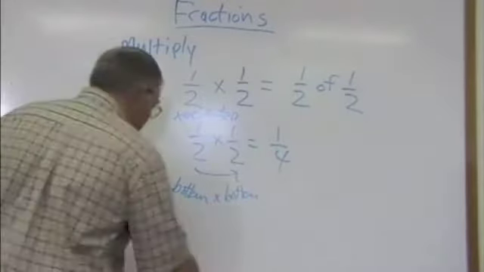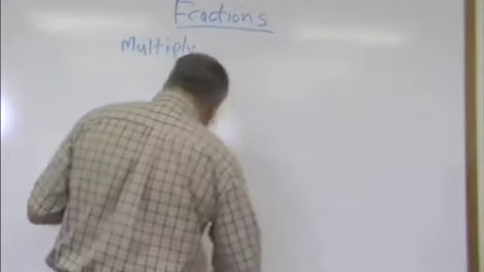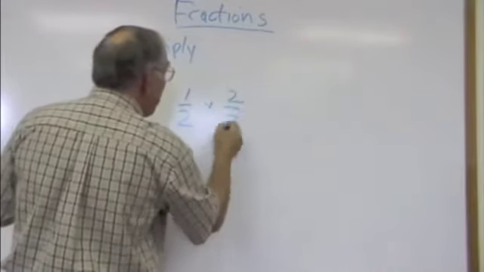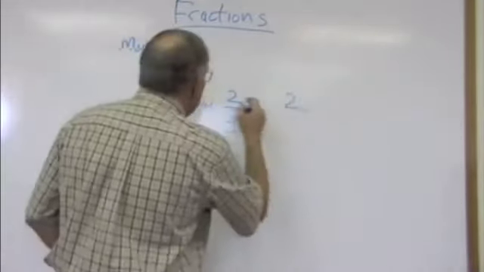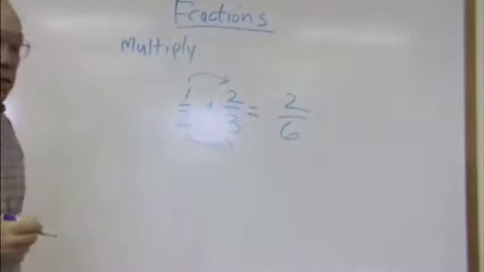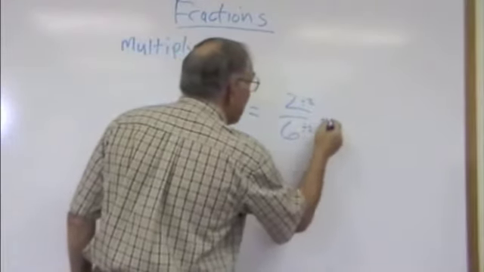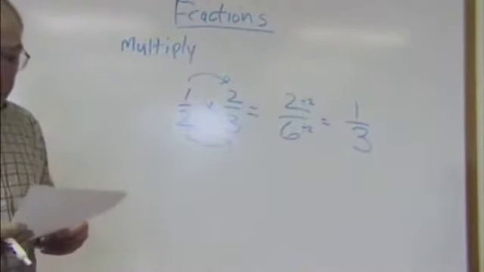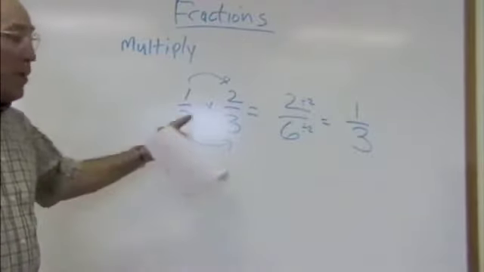Let me give you another example. Remember, top times top, bottom times bottom. What if we had 1/2 times 2/3? Top times top, 1 times 2 is 2. Bottom times bottom, 2 times 3 is 6. I get 2/6. I've got to reduce this. I can divide this by 2, and I can divide this by 2. 2 goes into 2 once, 2 goes into 6 3 times. The answer is 1/3.